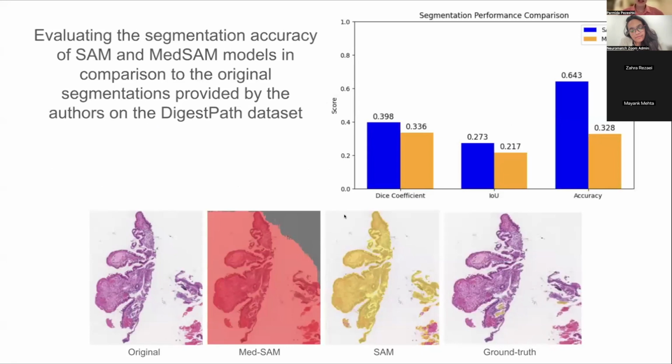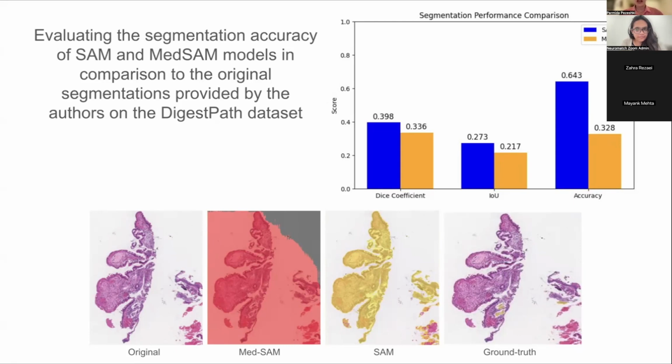So as I said, we had two options for generating the masks, SAM and MedSAM. So we first had to compare the segmentation accuracy of these two models. And because we had the ground truth masks only for the DigestPath dataset, we used this dataset to obtain the segmentation accuracy of SAM and MedSAM on this type of dataset, which is cancer histopathological images.